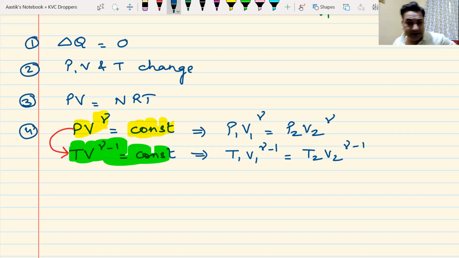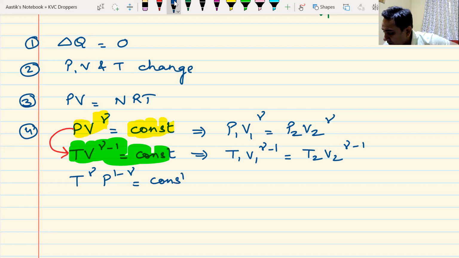The third way of writing the same equation is in the form of T and P, and this is how it is written: T raised to the power gamma, P raised to the power 1 minus gamma is constant. This is the most difficult one to remember. The easiest one to remember, which I've always trusted, is the first one, the yellow one. The other two may not be so easy to remember, but if you can remember them, you would have done a very, very good task.